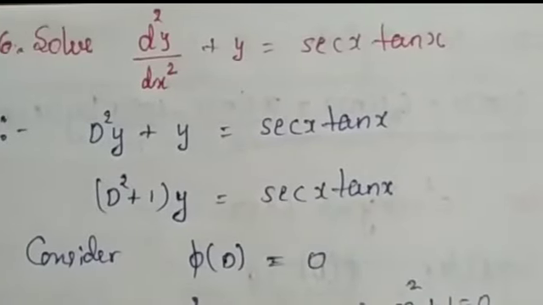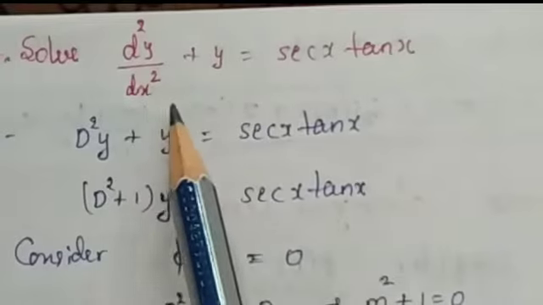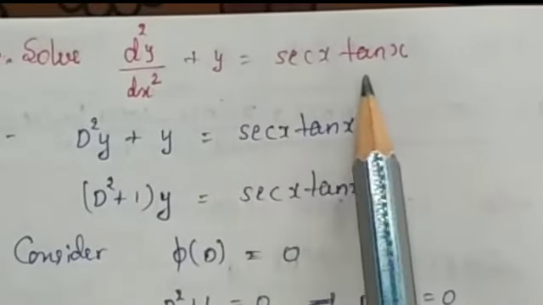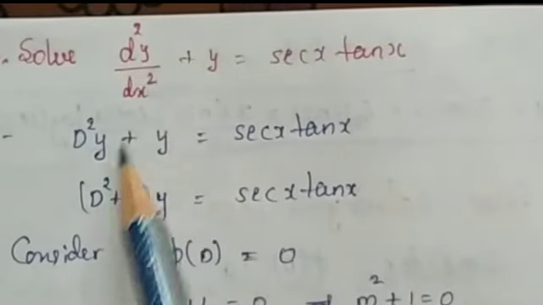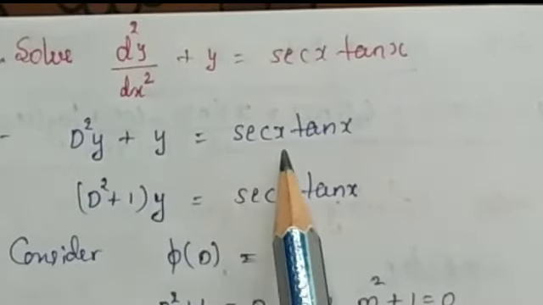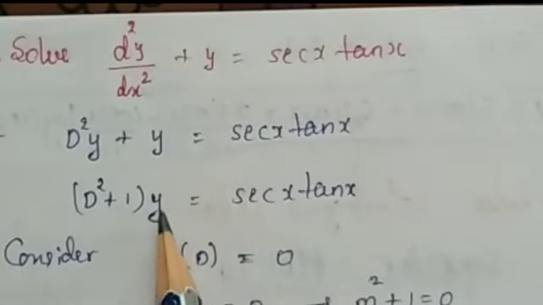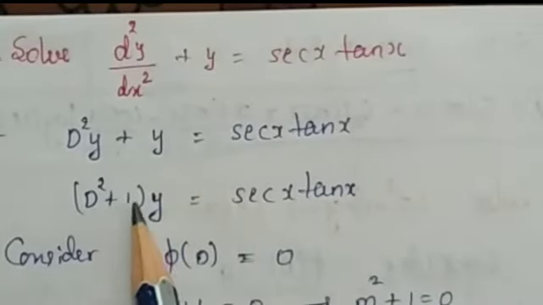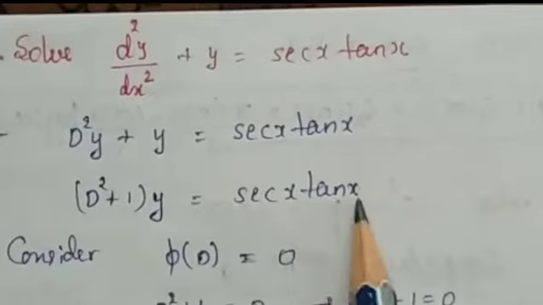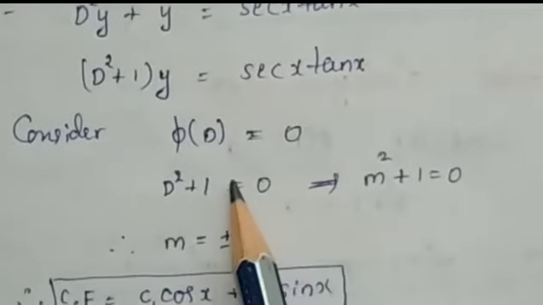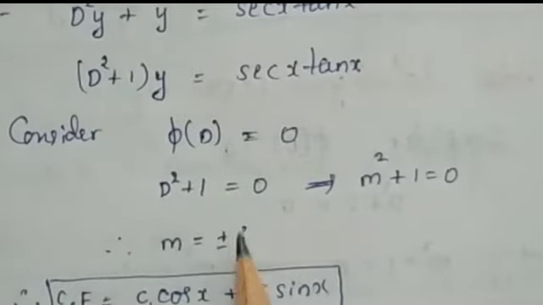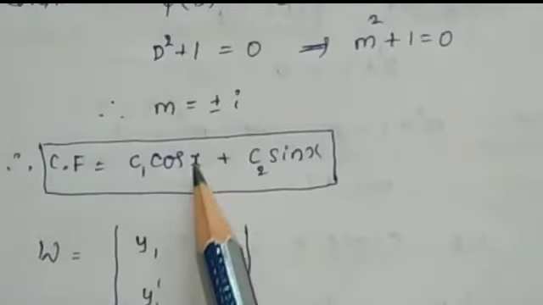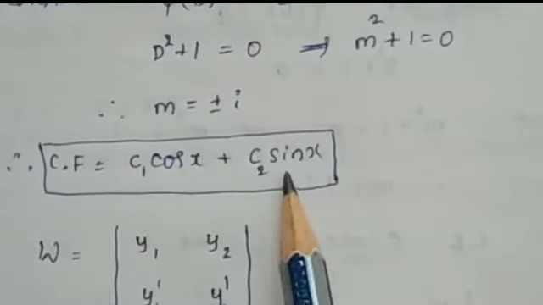The next problem, solve d square y by dx square plus y which is equal to secant x tan x. Put capital D which is equal to d by dx. You get D square y plus y which is equal to secant x tan x. Then you take y as common factor. Then you get D square plus 1 into y which is equal to secant x tan x. Let us consider phi of D which is equal to 0. That is, phi of D is D square plus 1 which is equal to 0. Then if you solve this, you get imaginary roots. So the complementary function is equal to c1 cos x plus c2 sin x.